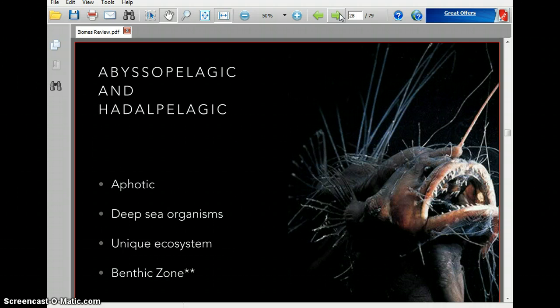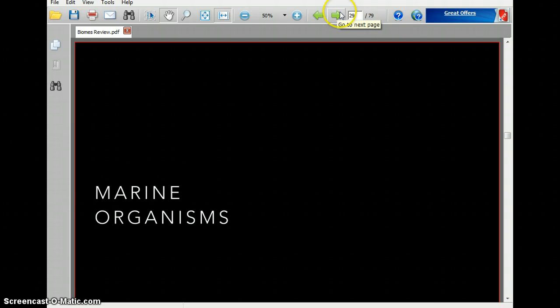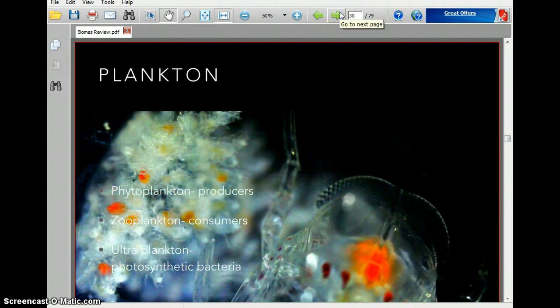And the benthic zone, as I mentioned before, goes through all these vertical zones. It's present in the epipelagic zone and the abyssopelagic zone. So this is just an overview of marine organisms. There are three types: plankton, nekton, and drifters.